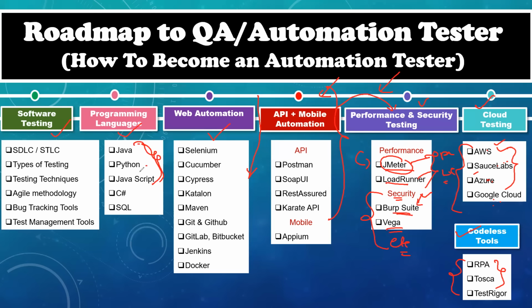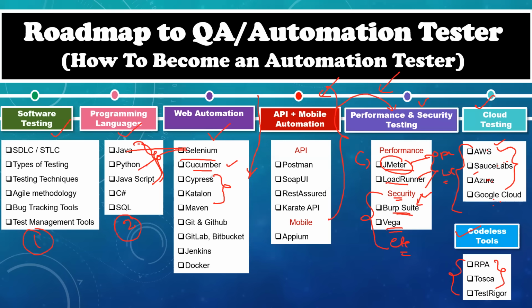Okay, so this is all about the roadmap to QA or automation tester. If you want to become an automation tester, initially you should know the software testing basics. That's the first thing. Second, you have to learn one programming language, and then learn Selenium with Java or Selenium with Python, along with some framework like Cucumber.